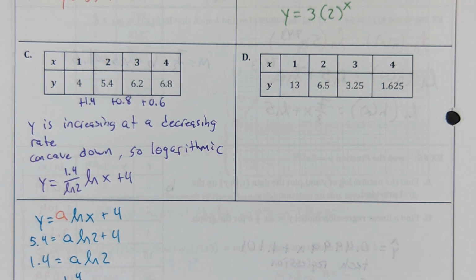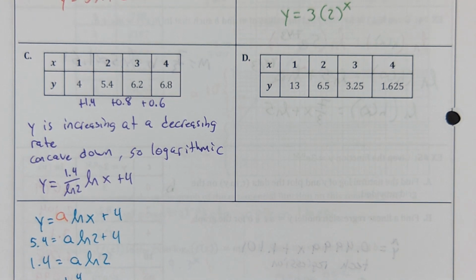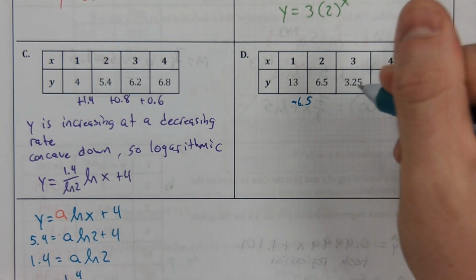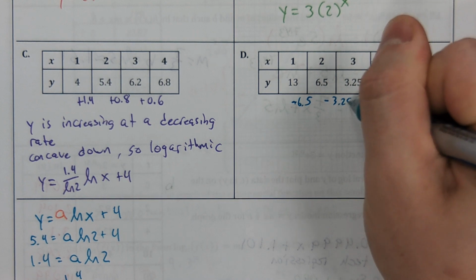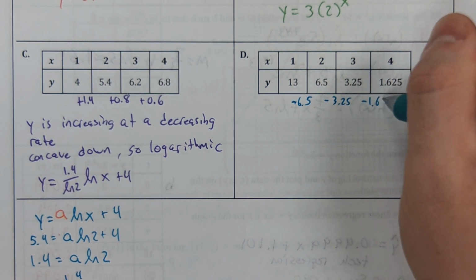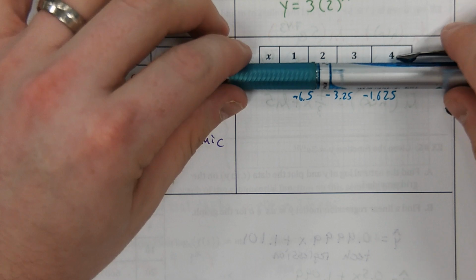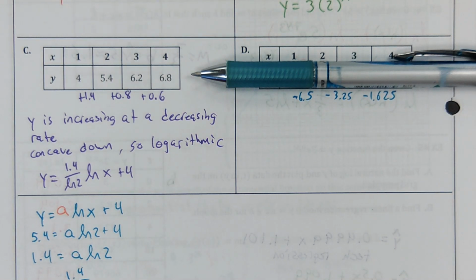And this last one here. We're going to look at our first differences. Always looking at the first differences. I haven't used blue for first differences. Looks like we lost 6.5. Then we lost 3.25. Then we lost 1.625. What do we see in our change in y's? Well, it is the same, but that didn't have to be true. So based on just what you see here, what do we notice about these change in y's?